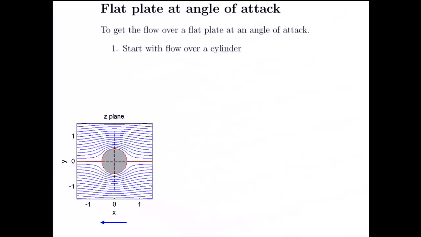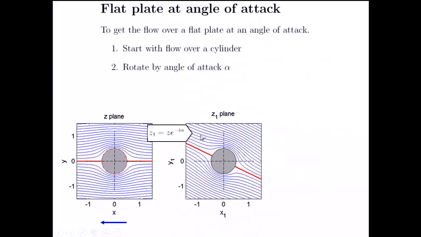So this is the example of flow around a flat plate with the angle of attack. We start with the flow around the cylinder, okay? And then we want to apply an angle of attack, alpha. Let's call it alpha. So we rotate the incoming flow, and then we perform the Joukowsky transform with C equals A.